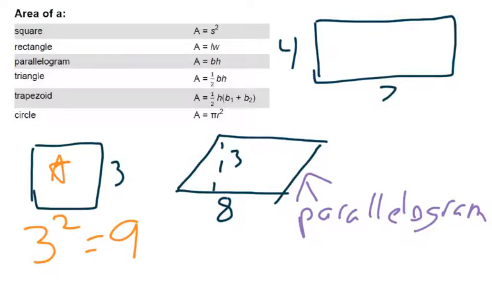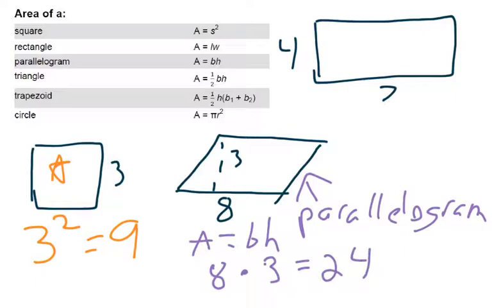So our base in this case is 8. So all we're going to do is just plug these numbers into our formula. So our formula is A equals BH. So it's base times height. So our base is 8, our height is 3, and we just multiply those together. And we get 24.